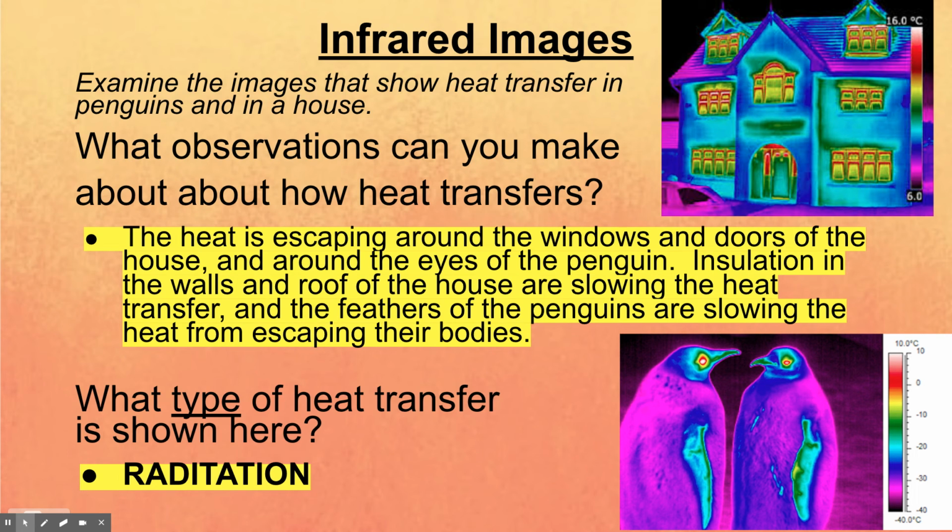So the heat is escaping around the windows and doors of the house and around the eyes of the penguin. Insulation in the walls and the roof of the house are slowing the heat transfer, and the feathers in the penguins are slowing the heat from escaping their body. So if you look at the infrared images, right, to see the temperature of what's warmer or colder, the purple is the coldest, and then the hottest is the red. And so you can see the different temperatures. And this is going to be radiation.